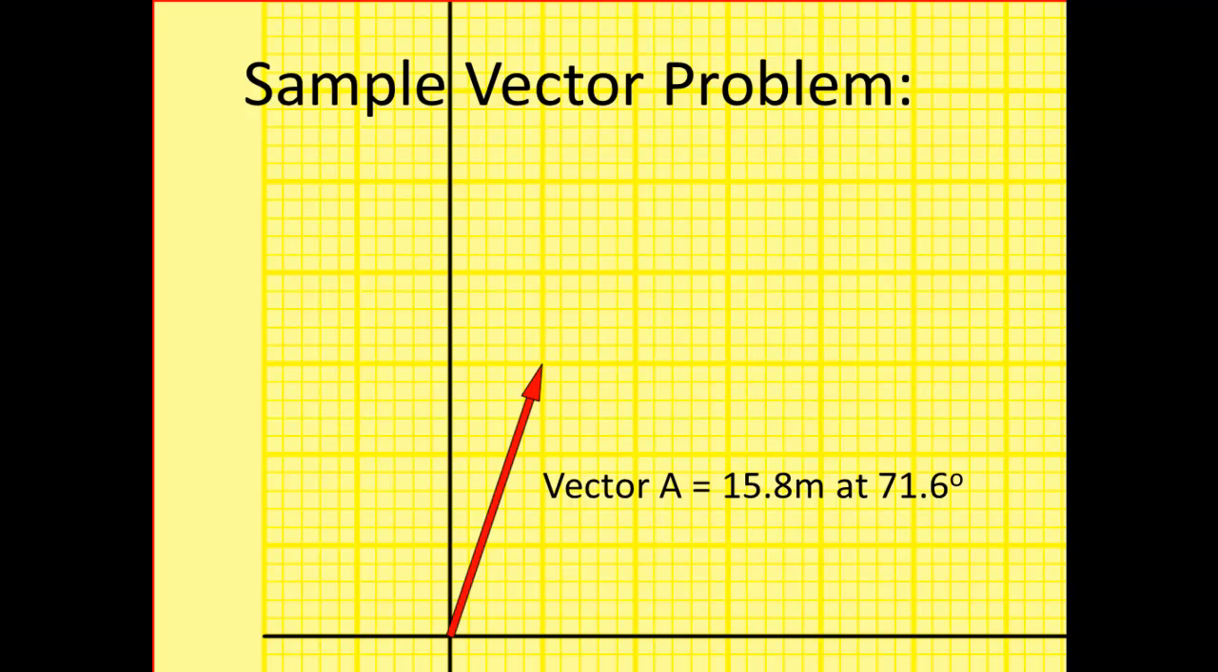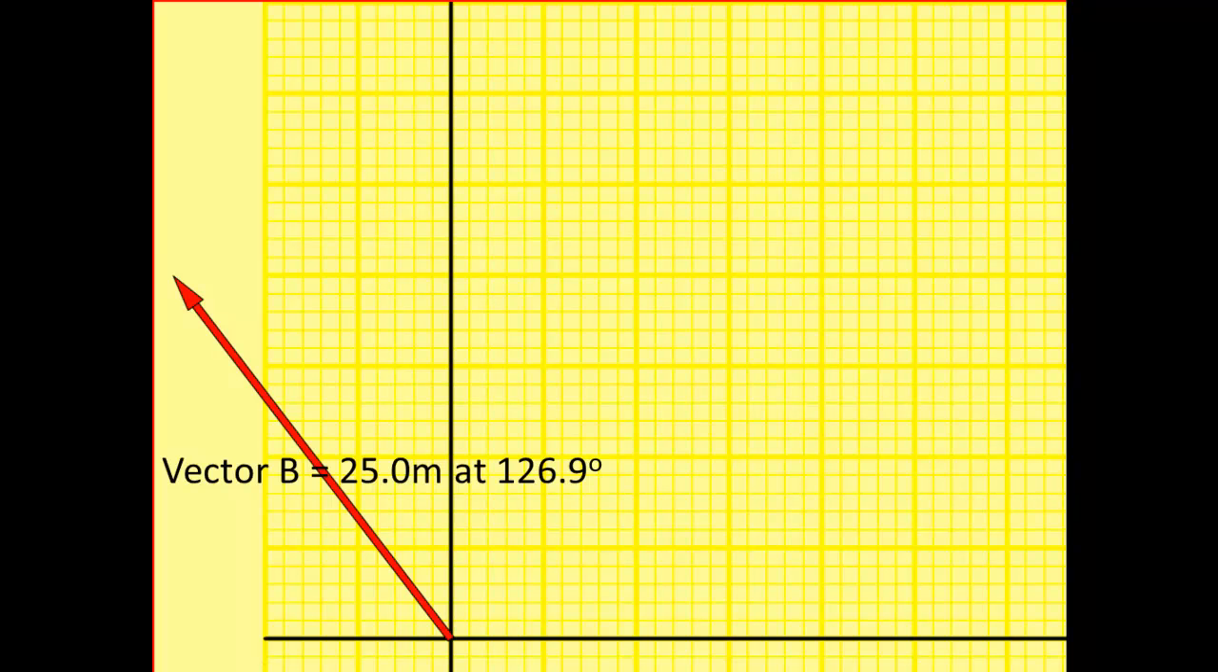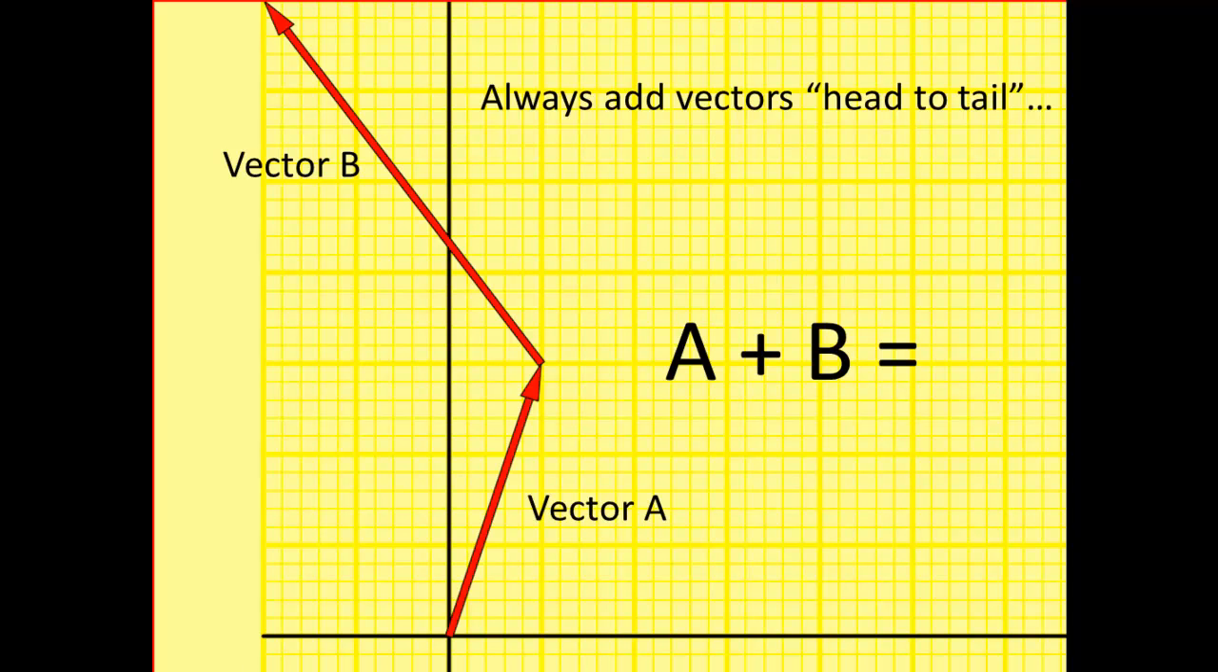So this is a sample vector problem. Let's say we had a vector called vector A that had a length of 15.8 meters and had an angle of 71.6 degrees. And another vector, vector B, that had a length of 25.0 meters at an angle of 126.9 degrees. Let's say we wanted to add vector A to vector B.